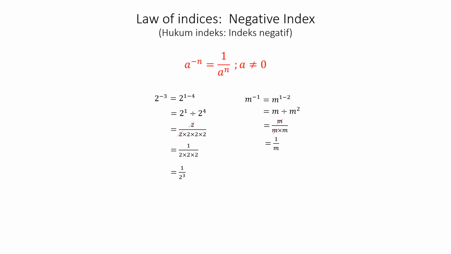So a number that has an index of a negative value, you can write it in the form of a fraction. A to the power of negative n is equal to 1 over A to the power of n. So the negative means 1 over, 1 over A to the power of n, provided A cannot be equal to 0.